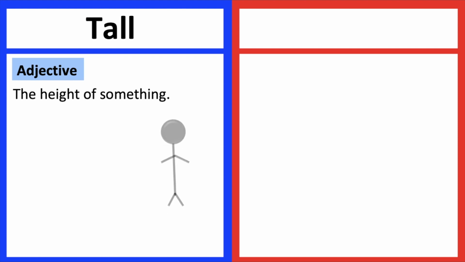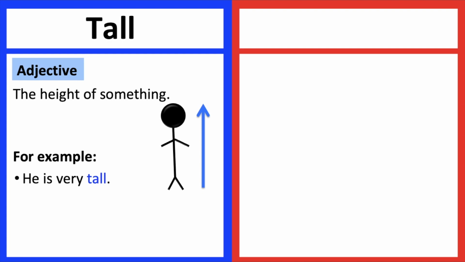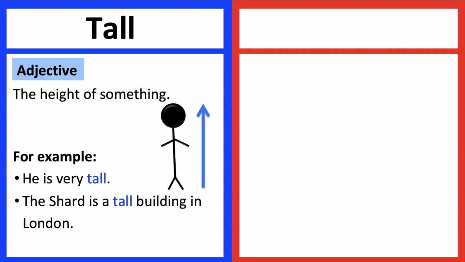For example, he is very tall. The Shard is a tall building in London. Notice from these examples that tall describes the height of something that's usually touching the ground.